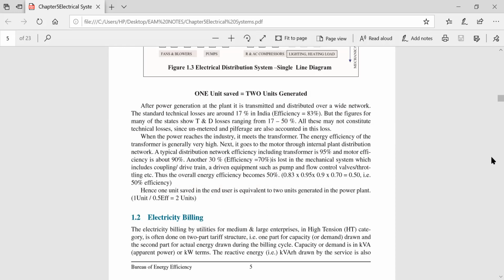Here the distribution network efficiency, including the transformer, is 95%. So the overall efficiency becomes 50%, that is 0.83 into 0.95, which will be about 0.5, and we are talking about this 50%. Hence one unit saved at the end user is equivalent to two units generated in the power plant. That is one unit by 0.5 efficiency, which will be two units.